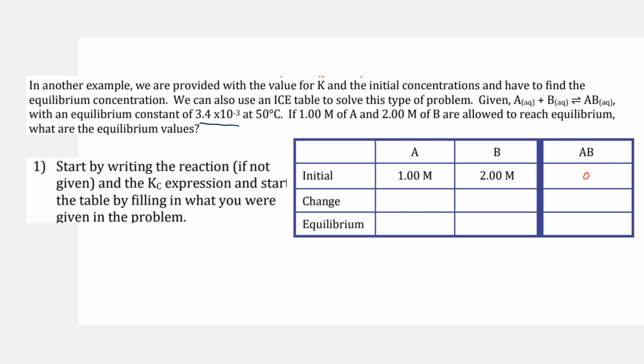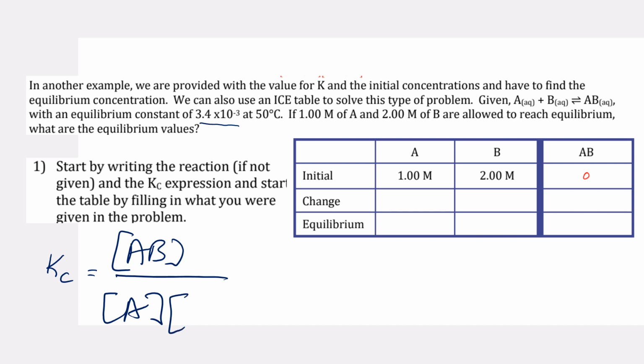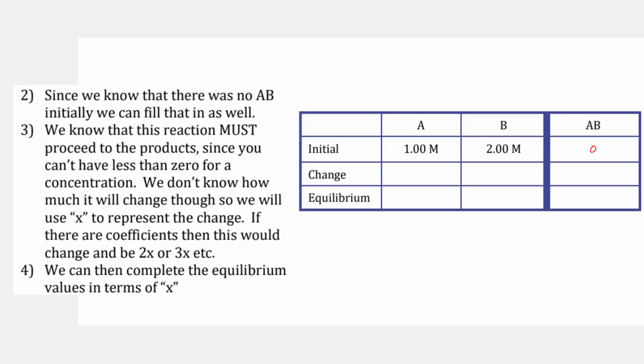Okay, so just so we're clear, I'm going to start by writing my reaction, which we already have, and the Kc expression. So that would be K sub C equals the concentration of AB over the concentration of A times the concentration of B. That's going to equal 3.4 times 10 to the negative 3, which is already given in the problem. That's why I know that. Since we know that there is no AB initially, we're going to assume it's 0.